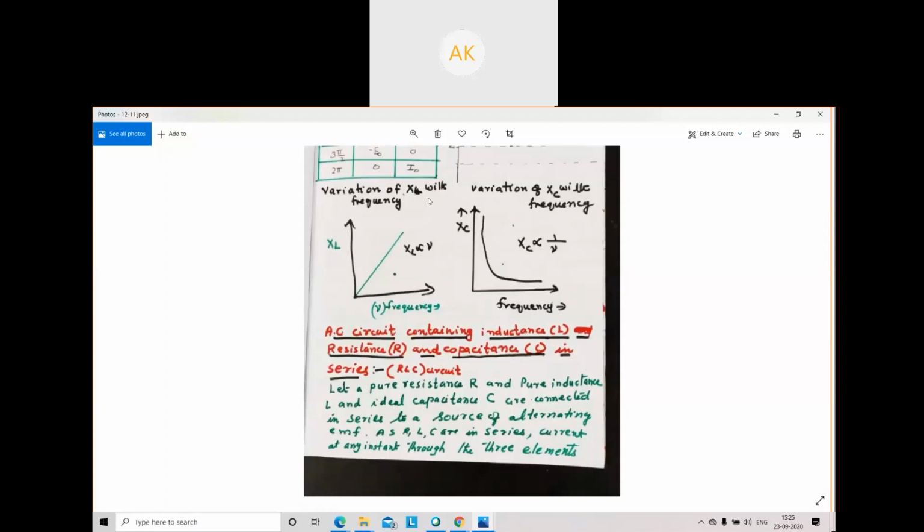Variation of XL with frequency. Usually this graph is asked as a 1 mark question. We know XL equal to L omega, omega equal to 2 pi into nu. They are directly proportional. XL and frequency are directly proportional. Last day I asked a question.